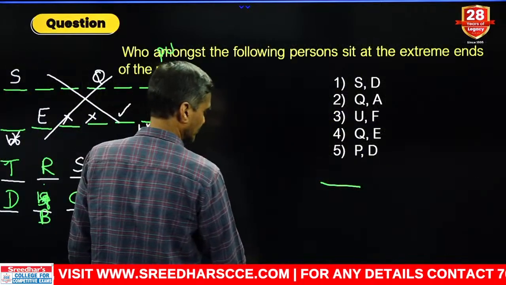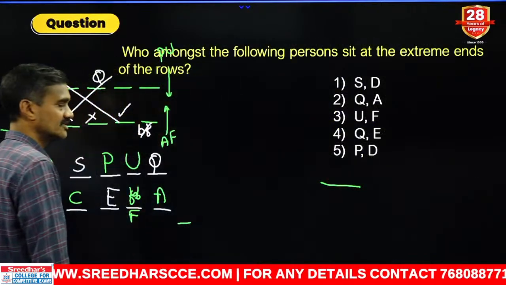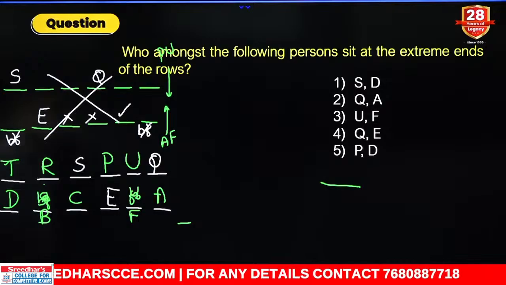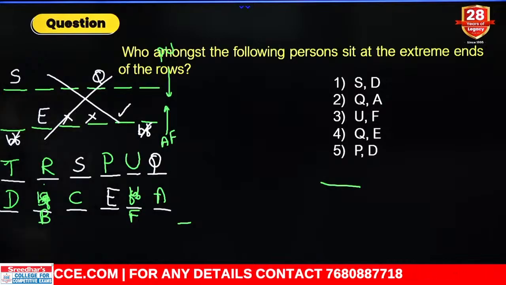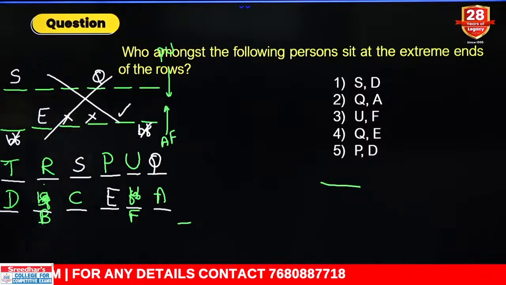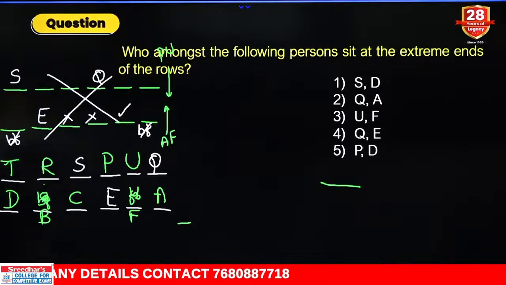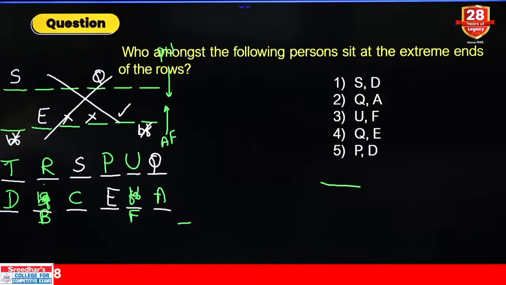Then coming to question number 6. Now the 6th one, tell me the answer. Let's start working out this one, question number 6. Which of the following persons sits at the extreme ends of the row? Extreme ends of the row, please tell me the answer. Any answer please, question number 6? Quick.